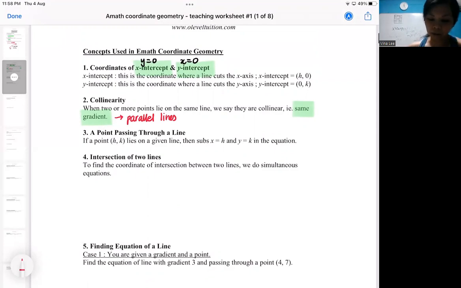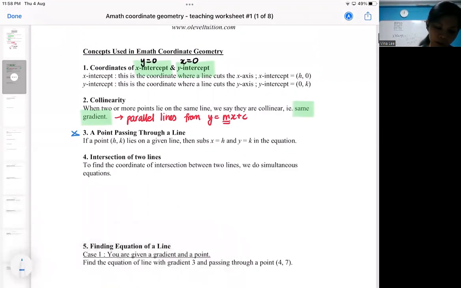So how do you extract out the gradient? You got to make y the subject so that you can extract the gradient. Whatever you learned in E-math on making y the subject to get the gradient is still applicable in your A-math coordinate geometry.